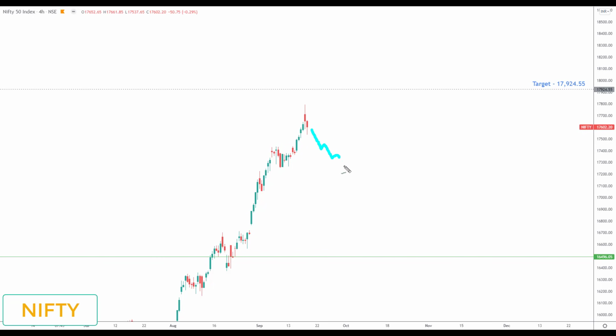Any pullback would be viewed as another opportunity to look for bullish setups up towards the next key of resistance to the upside, and the target set at the 17,924.55.